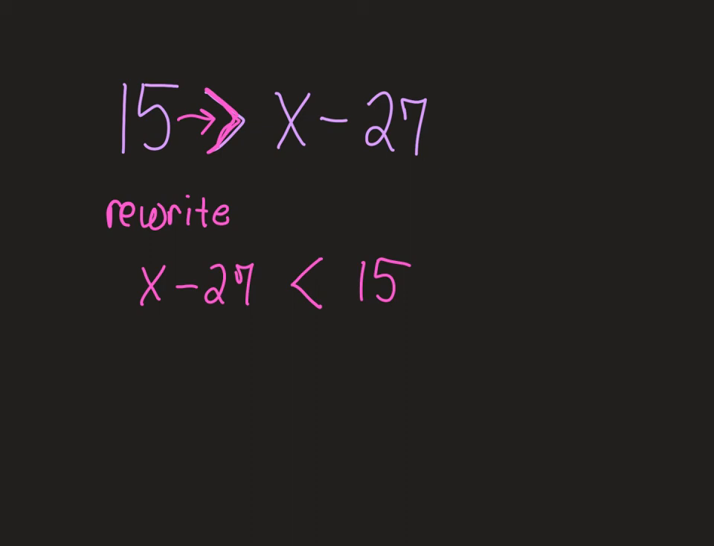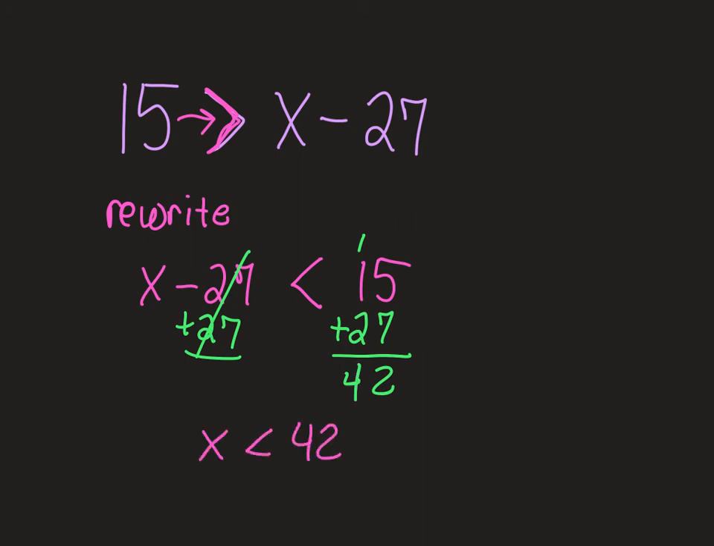All right, so now I get to sing, 15. Okay, I sing my silly song. My song says +27, cross out, what's my answer? I get 12, carry the 1, I get 42. So my final answer is x less than 42.